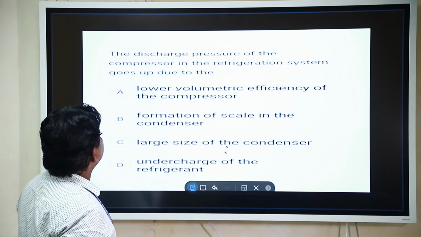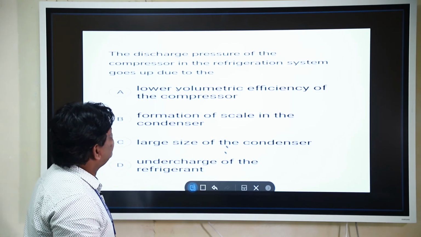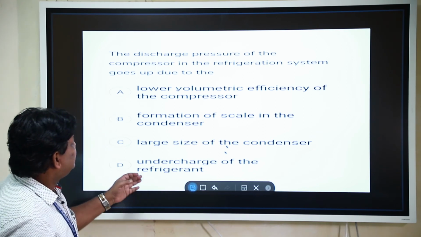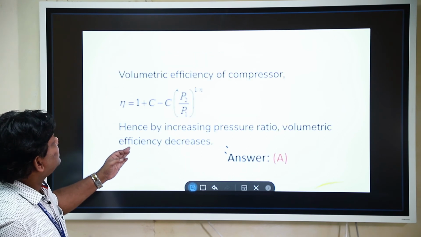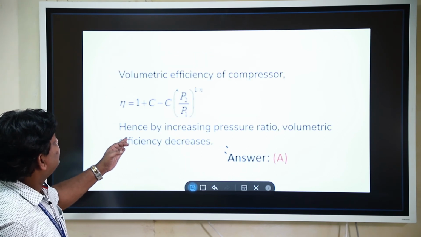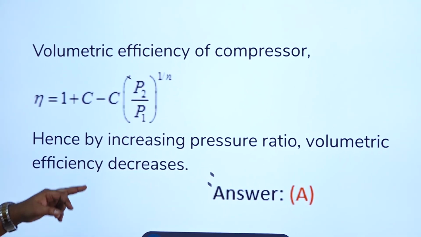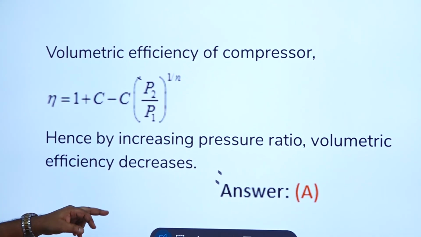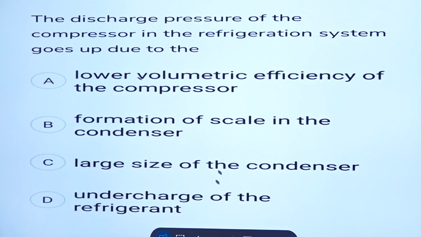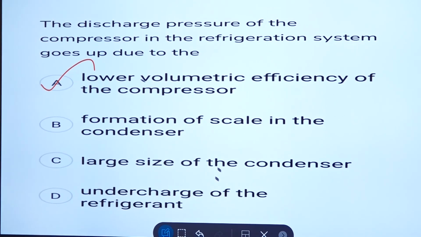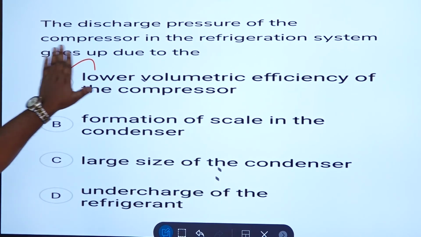You see here, the discharge pressure of the compressor in the refrigeration system goes up due to the, what is that, formation, that is 1 plus C minus C into Rp whole power 1 by N. By increasing the pressure ratio, what happens to the volumetric efficiency? It lowers the volumetric efficiency. So it gives a lower volumetric efficiency of the compressor.